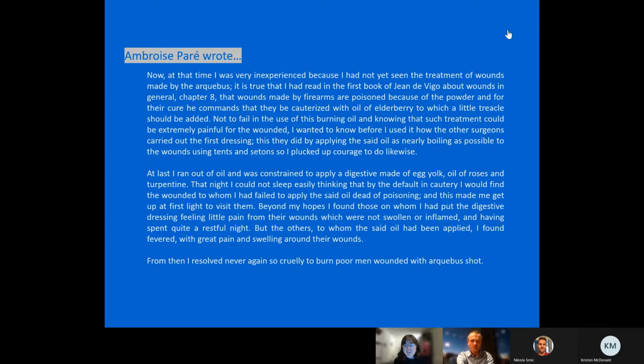And clearly the other surgeons he's working with aren't really feeling that, because they're just pouring hot oil on their patients left and right. But Paré, exactly in that second paragraph, talks about the men being so cruelly burnt. He talks about not being able to sleep because he was so worried about his patients. There's a real, what we now might think of as a modern drive here, for him to have sympathy and compassion for his patients. Getting up at first light. Yes, exactly. He's dedicated to his craft. He's dedicated to helping his patients feel better.